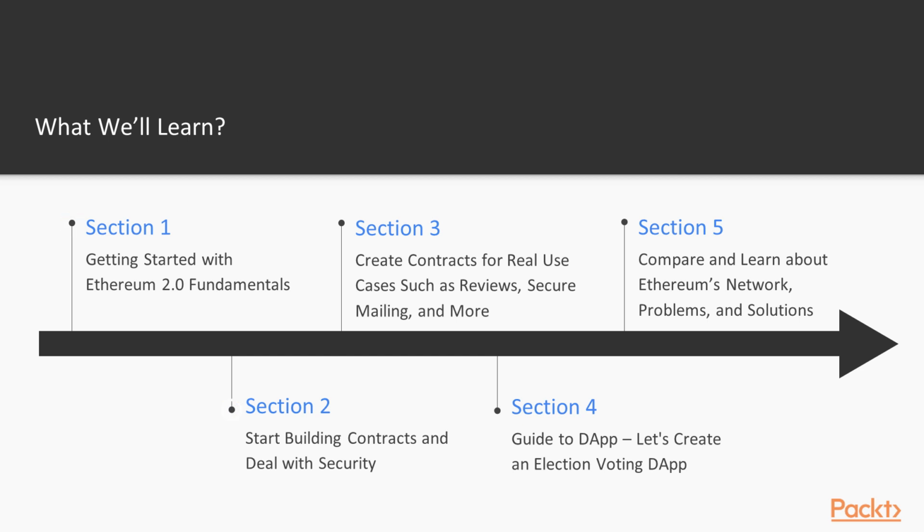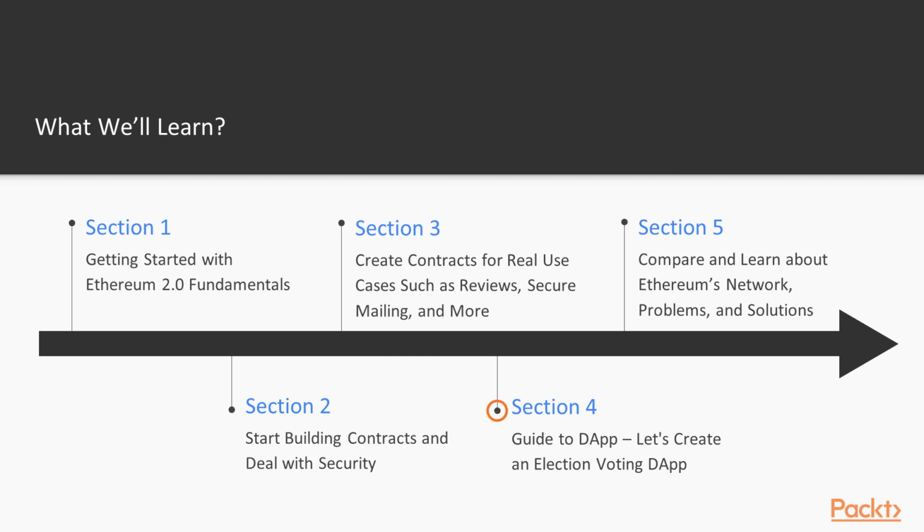In the second section, we will start building contracts on Ethereum's network. We will compile them and deploy on the test networks using Remix. We will also look at auditing the contract. In the third section, we will create contracts for real use cases like reviews, secure mailing, and more.